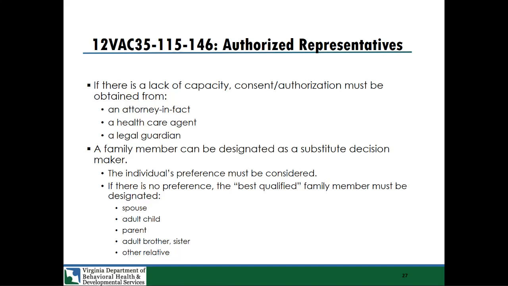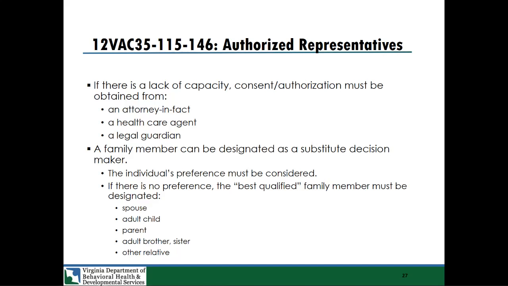A family member of the individual should be the first to be considered as an AR. Just because the individual lacks capacity, that fact does not forgo their ability to express their preferences. So with that, the provider must take into account the preferences of the individual in the designation of an AR. However, if there is no preference, the provider is responsible for picking the best qualified person in the order of priority listed here on your screen.